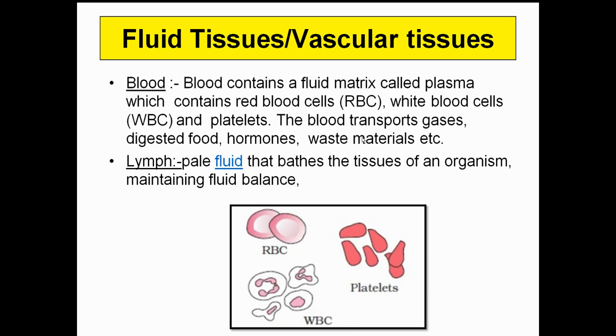Now come to the lymph part. Lymph is a pale fluid that bathes all of the organs, also referred to as interstitial tissue fluid, because it is a kind of fluid which is actually present inside the tissue. It maintains the fluid balance of the tissue.